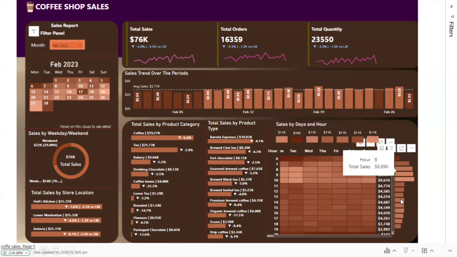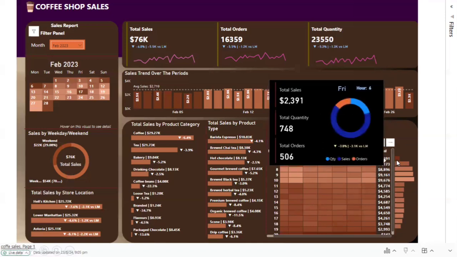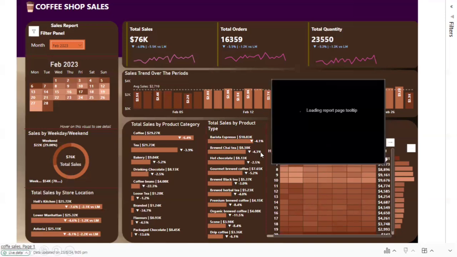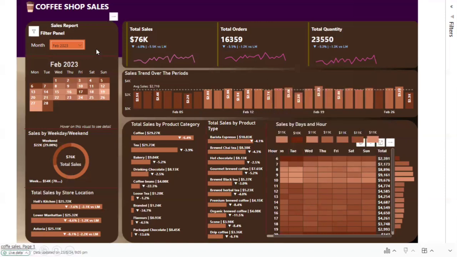And we have embedded here a bar chart to showcase the performance trend. So if we have $2,391, if you hover here, you see the value total sales 2,361 in the hour of 6 o'clock. So let's move to the left side of the dashboard.